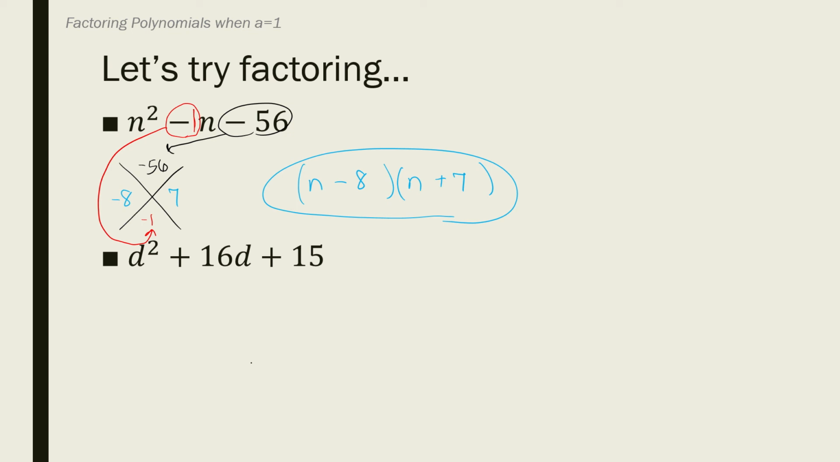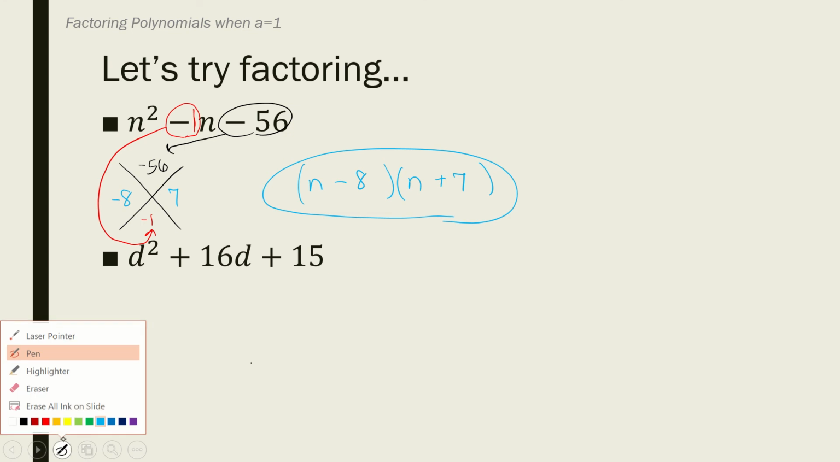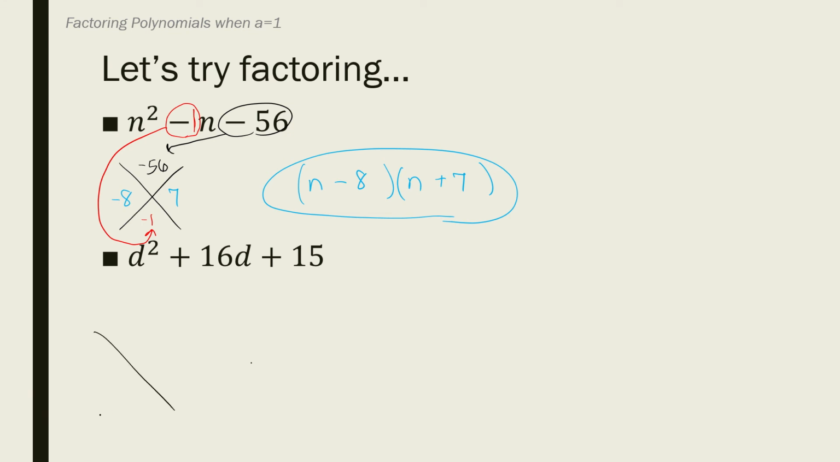Okay, let's take a look at the next one, d squared plus 16d plus 15. So if I draw my x, put positive 15 at the top, positive 16 on the bottom. And at first, you might look at this and say, that's not possible. The bottom number is larger than the top. However, this is possible. So take a moment and think of all the factors you have for 15 and see if there's any that will add up to 16.